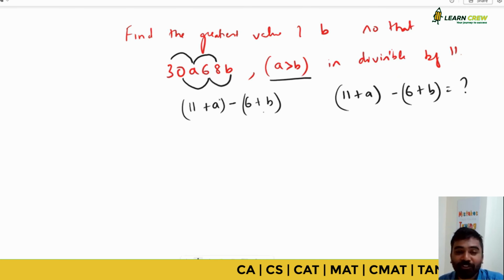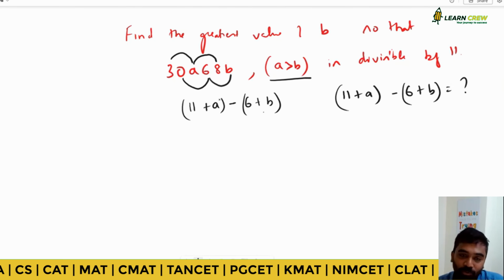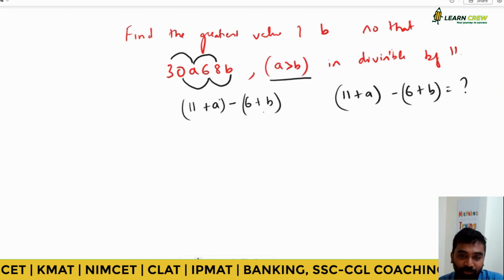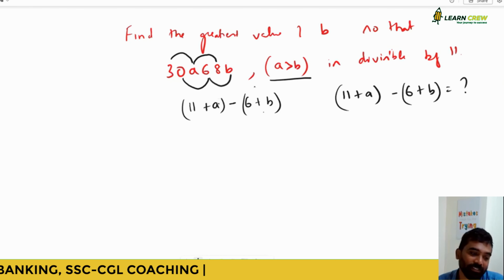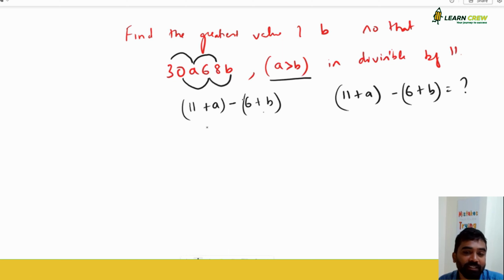Now you have to find out the value of A and B. What will you take as the value of A? What will you take as the value of B? Firstly, 11 minus 6 is going to be 5 plus A minus B. That can be equivalent to what? It can be either 0 or 11.